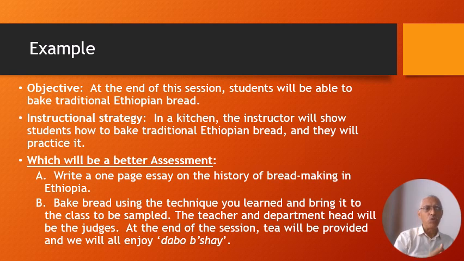So suppose I taught you in this way, instructional strategy. In the kitchen, the instructor will show students how to bake traditional Ethiopian bread, and they will practice it. So that's the way you learn. So the objective was to bake bread, and then you've learned it in a kitchen where it will be demonstrated for you, and you yourself were practicing to bake the traditional Ethiopian bread.